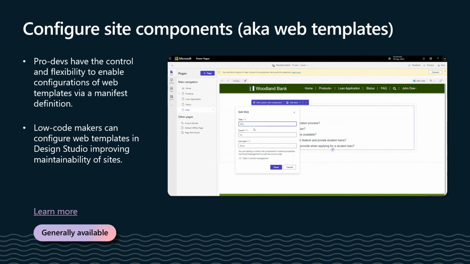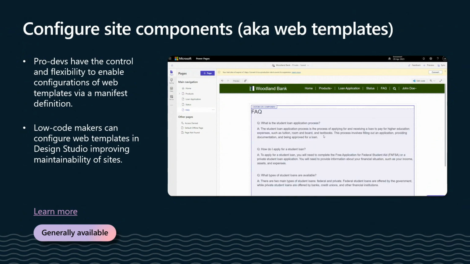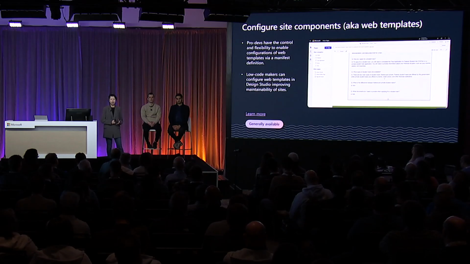By supporting the configurations of code components and web templates in Studio, we're accelerating Fusion Team development because now pro devs and low-code makers can work together to build and configure these custom experiences. And in the long run, this will also improve the maintainability of the site.